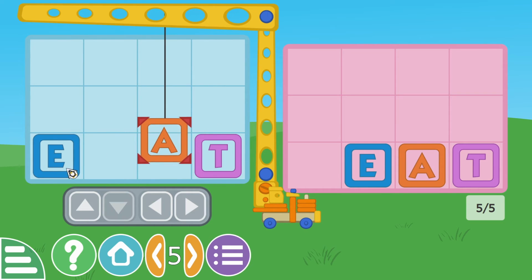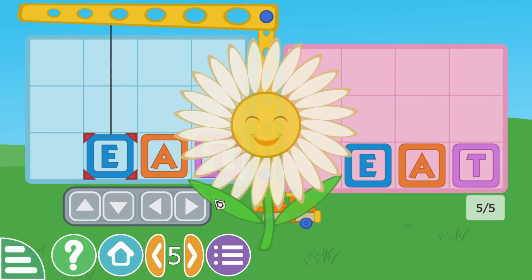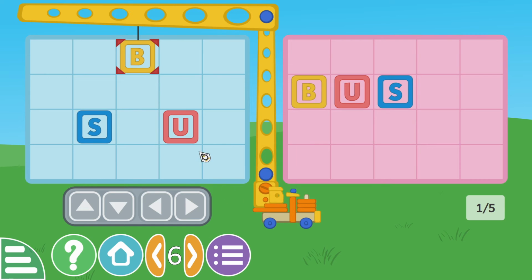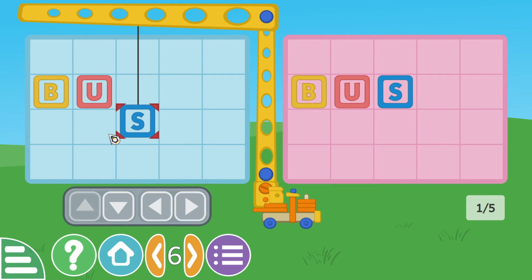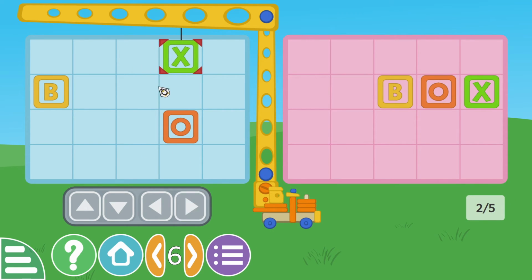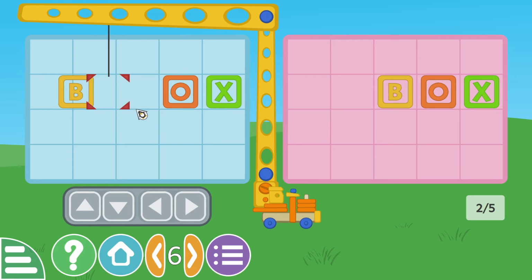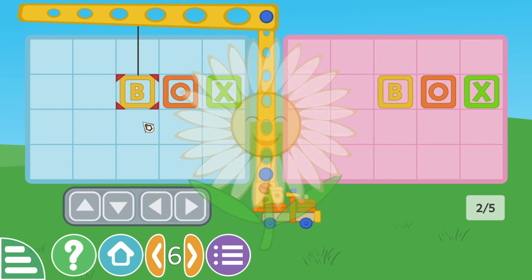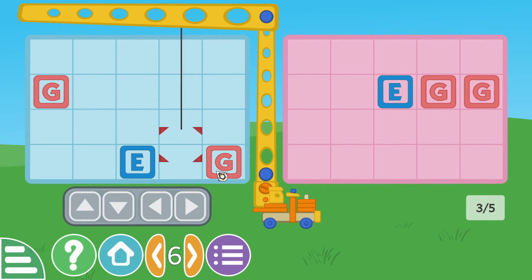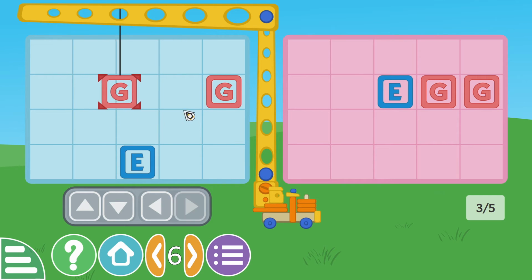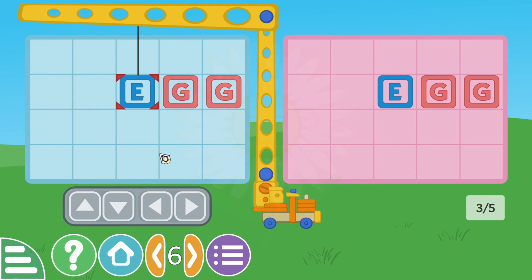So eat. The end of a very long day, keen to eat. Bus. You might catch a bus to school or for a long trip. Box. If you're going to pack up and move from one place to another, you might put all of your stuff into a box. Egg. For breakfast, you might have some fried eggs.